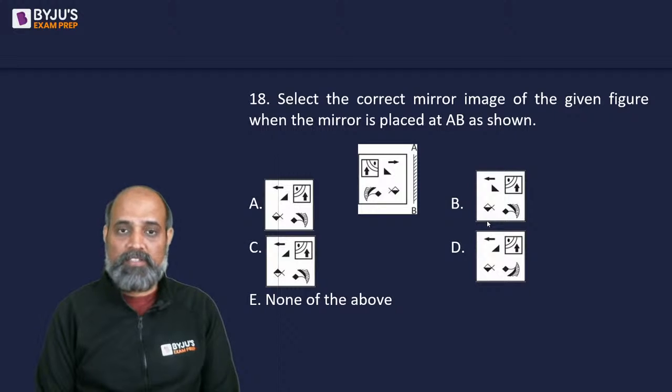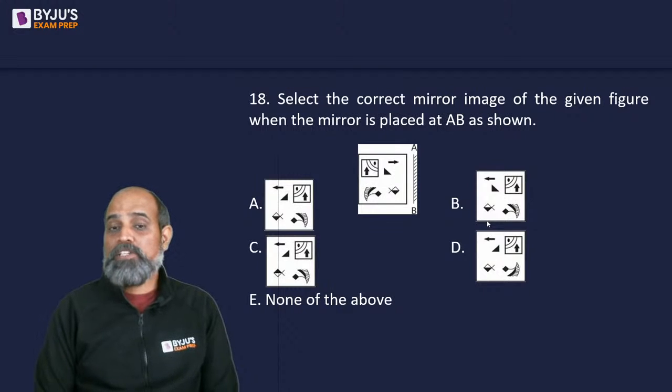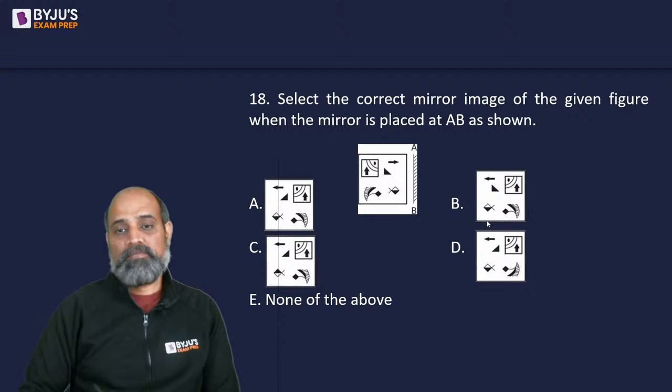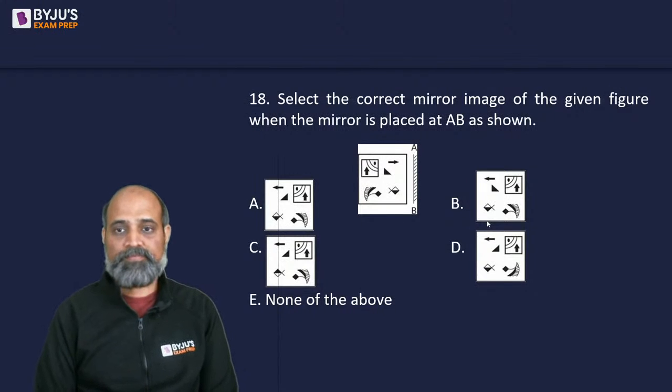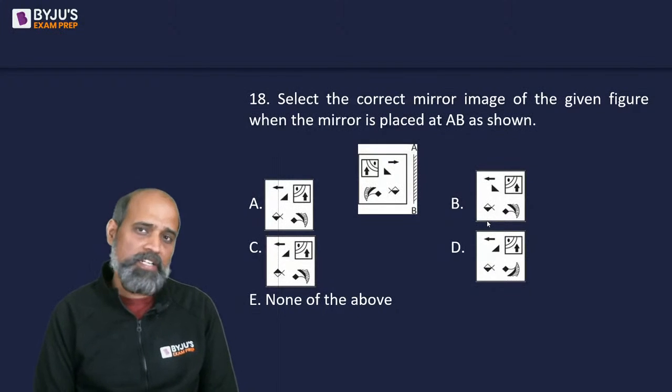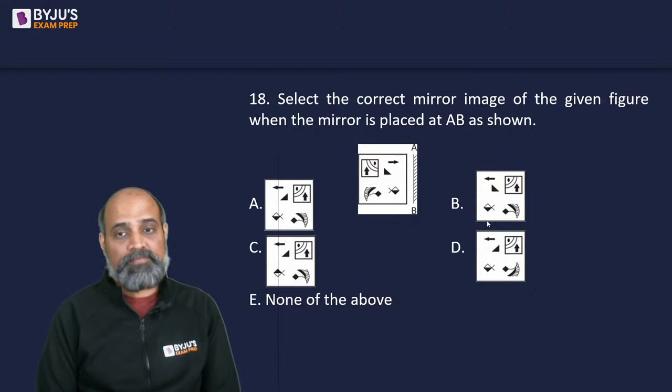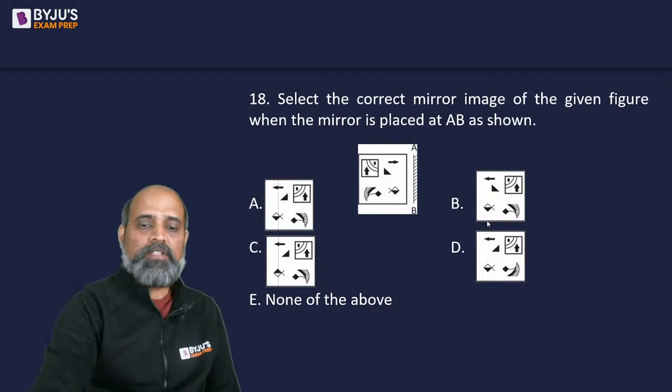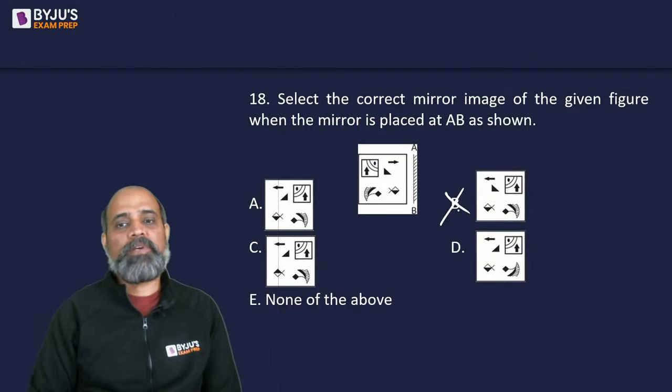Mirror image of this figure, AB is the mirror. AB is drawn there. So pick the easiest one and then see which options don't have it. For example, the arrow is there in all 4 options on the same side, so there's no use checking that. Look at the triangle. Something is wrong with the triangle in one option. So looking at the triangle, B can't be the answer.